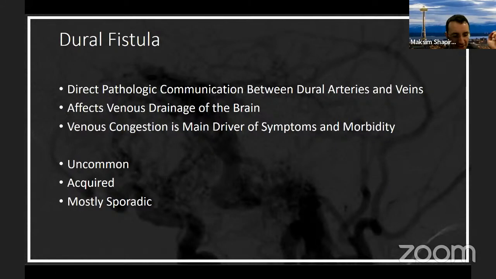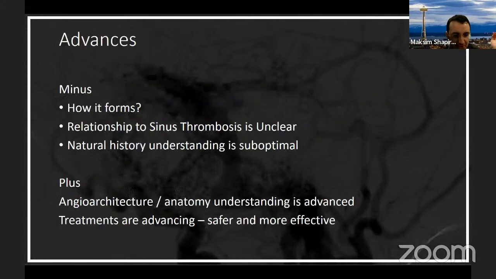The vast majority of them are acquired. We don't know a lot about them. There's always more in medicine that we don't know than we do. We don't really understand how it forms, and the relationship between the thrombosis and the fistulas is not very clear at this point. The natural history understanding could be better, particularly in the lower-grade types. But we do know a lot at this point about the anatomy, the angioarchitecture of these things, and that has led to treatments that are getting better and better, safer, and more effective.